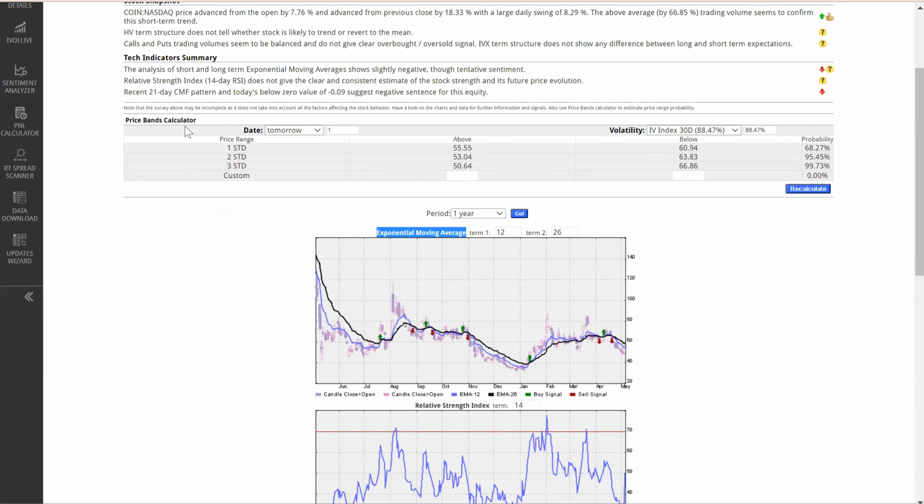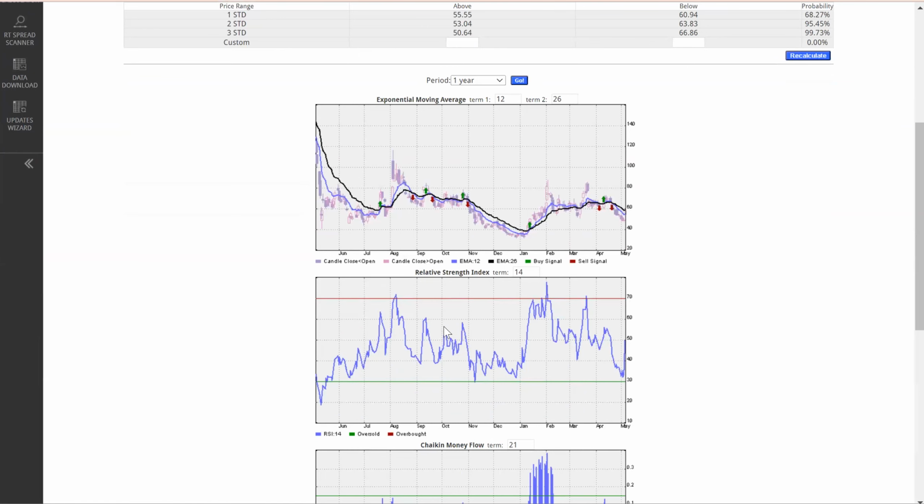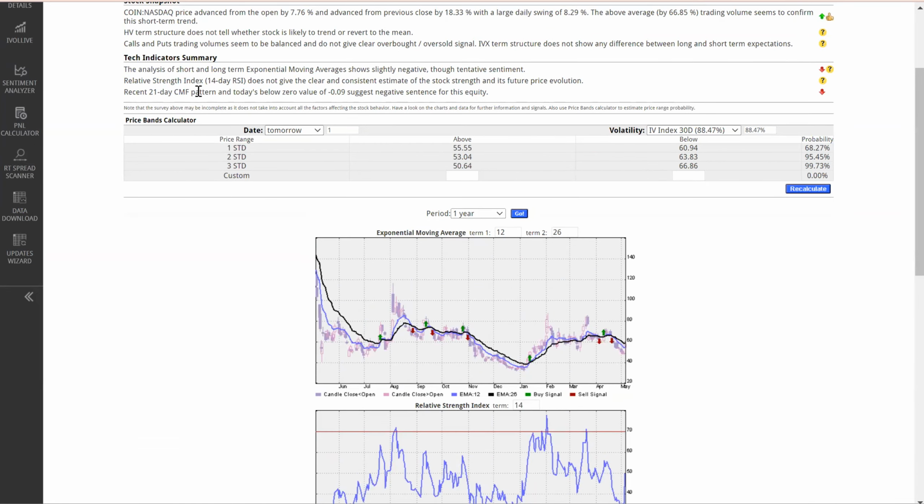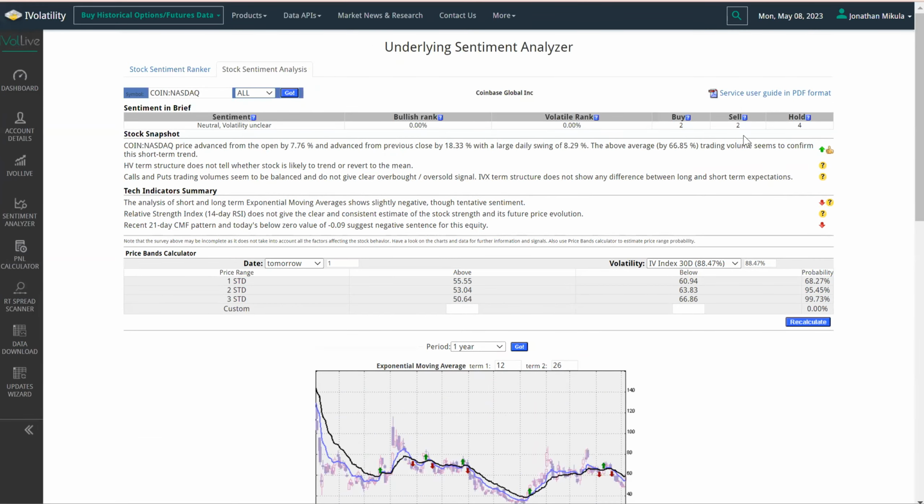Relative strength index is looking at the 14-day RSI. This is saying it does not give a clear indicator of where price is going. You can see here with the RSI, we're in the middle, nothing extreme one way or the other. And then thirdly, the CMF, the money flow pattern, it's below zero. That's a negative. That shows as a sell.